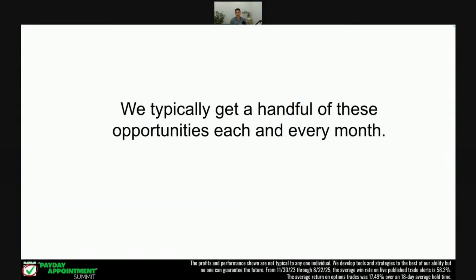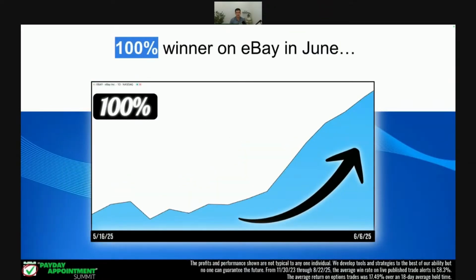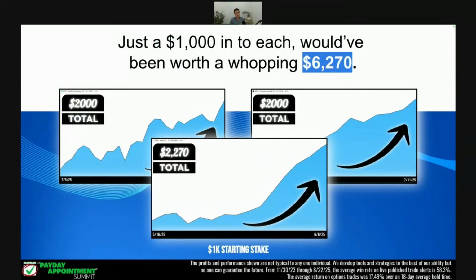Now, here's the best part. We typically get a handful of these opportunities each and every month, like the Spotify trade we took in May, 100% on eBay in June, 127% on JP Morgan in July. And these are real-time trades, guys. All of these trades I'm showing you are based on our real-time portfolio results.